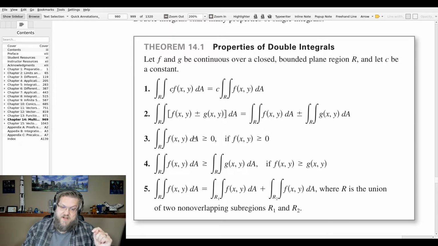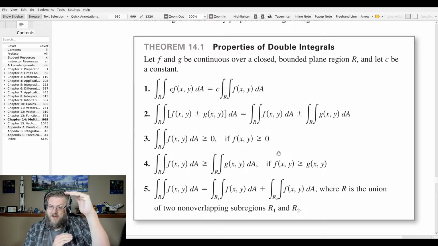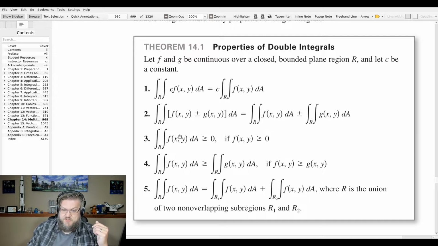Now, if this double integral is greater than or equal to 0, that's going to happen if the surface is greater than or equal to 0. And that's because of the Riemann sum idea, that the function values you're plugging in are always positive or equal to 0, which means you're going to have an actual volume underneath that surface. And so the double integral is going to be greater than or equal to 0. That's one way to think about that as well.